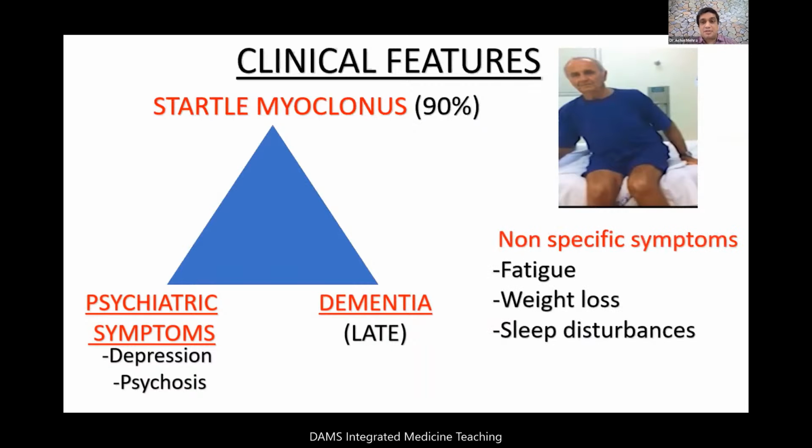Apart from this, there are non-specific symptoms seen in CJD patients, like fatigue, weight loss, and sleep disturbances. And cerebellar symptoms are also seen, with some visual symptoms. As I've explained, I've tried to put in the question also, the patient had some visual loss with diplopia. So some visual symptoms could also be seen in them.